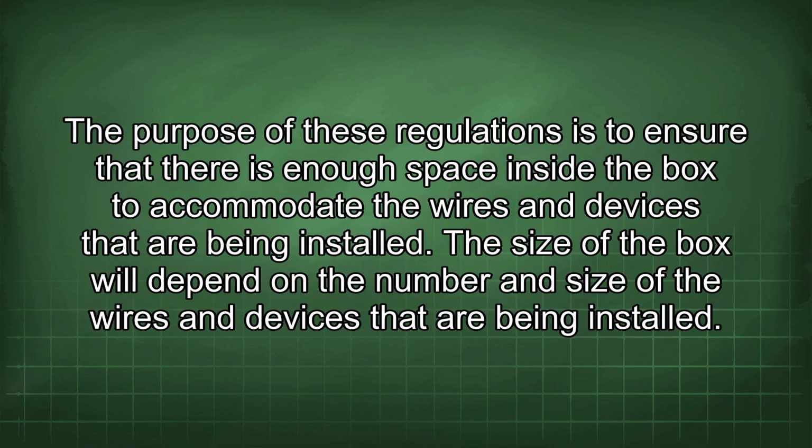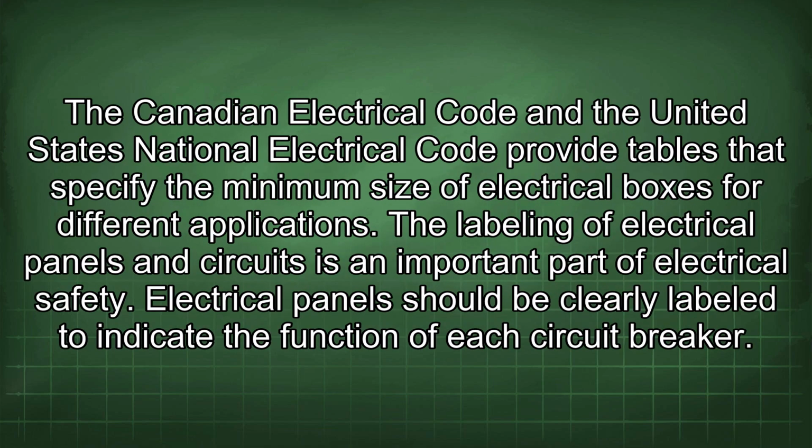The size of electrical boxes is also regulated by electrical codes. The purpose of these regulations is to ensure that there is enough space inside the box to accommodate the wires and devices that are being installed. The size of the box will depend on the number and size of the wires and devices that are being installed. The Canadian Electrical Code and the United States National Electrical Code provide tables that specify the minimum size of electrical boxes for different applications.